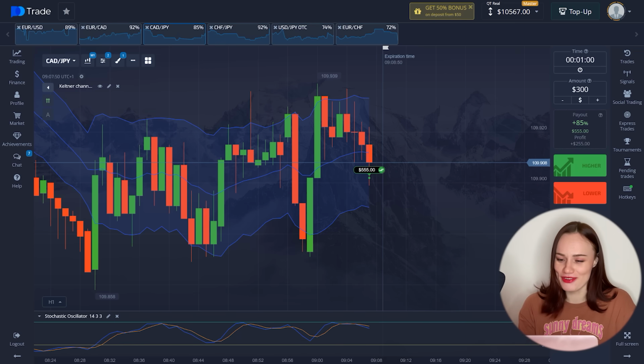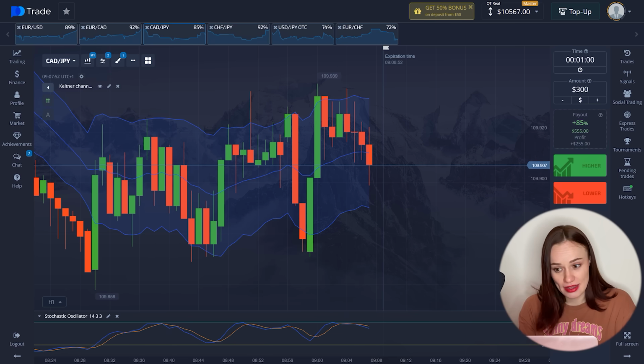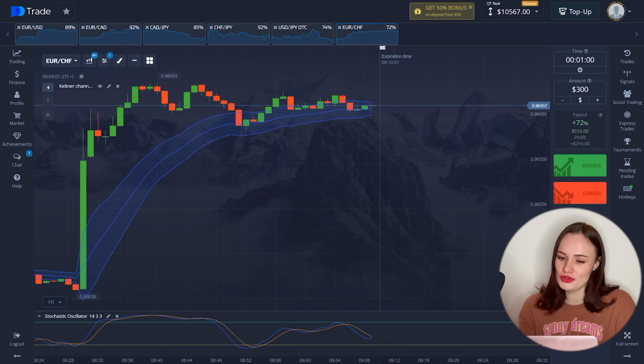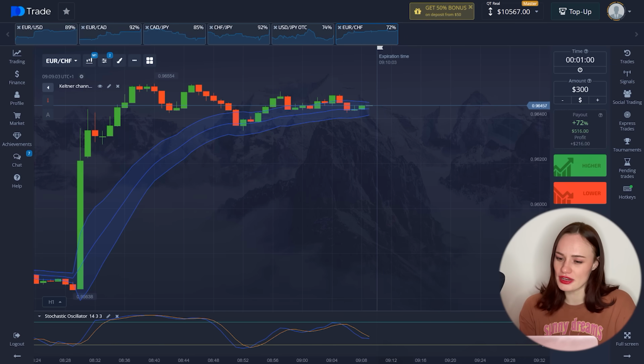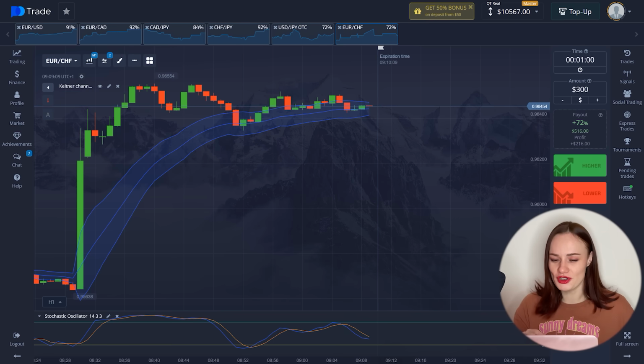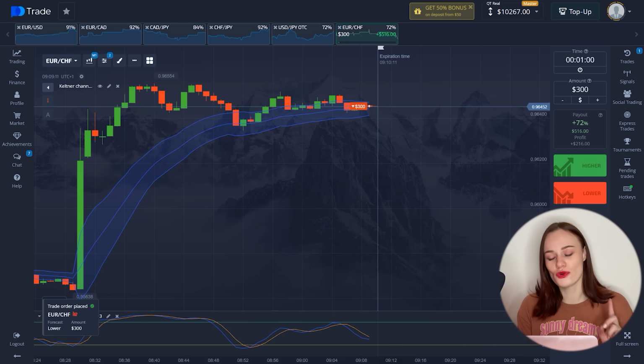And now look, the deal is over and another $255 is being sent to our pocket. Everything is going well. Again, we turn to the Euro-Swiss franc pair. On the contrary, its volatility is minimal. Let's try to understand what can happen here. After a new candle appears, I open a $300 short trade for 1 minute.